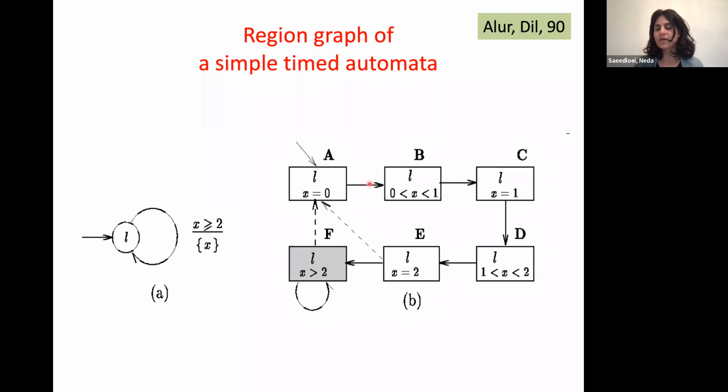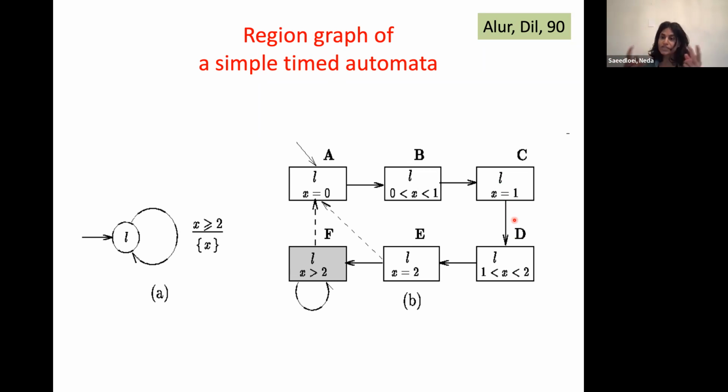Now, it is possible to go from this region to another region where the value of clock X is between 0 and 1. From here, it is possible to go to yet another region where the value of clock X is exactly 1. And from here, it is possible to go to another region where the value of clock X is between 1 and 2. Why is it that these have to be separate regions? Because of the things we discussed before.